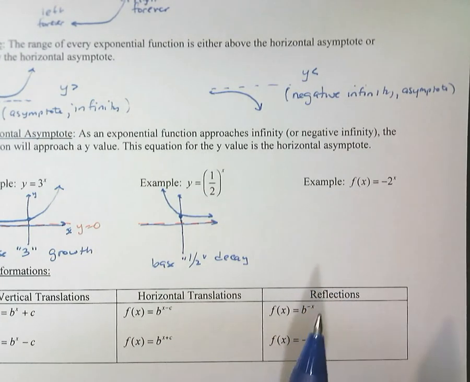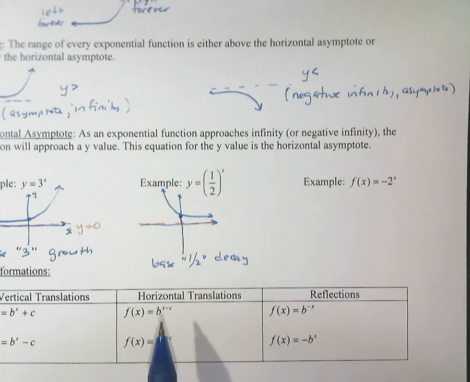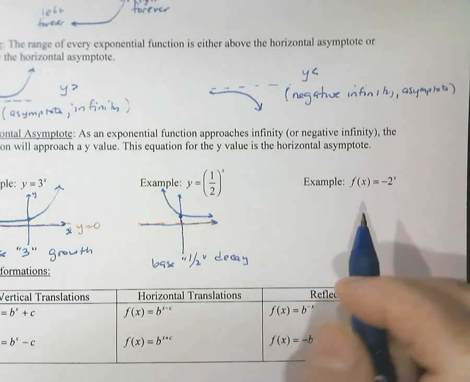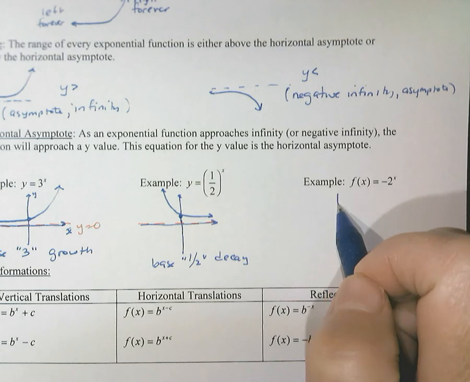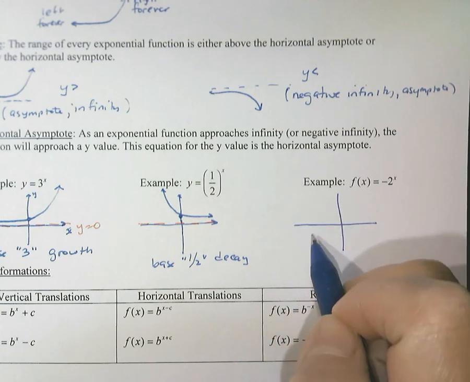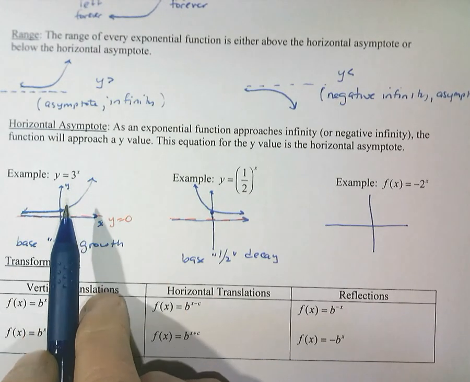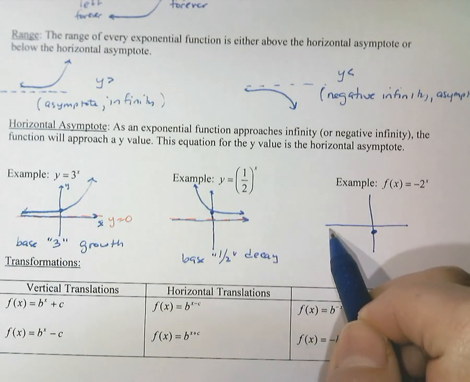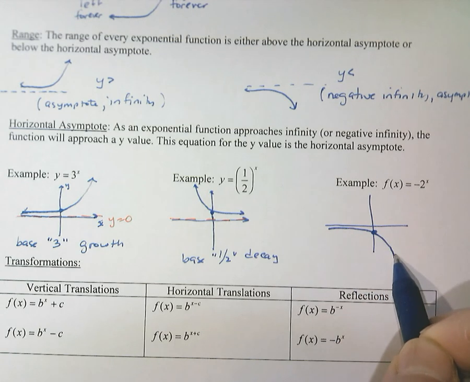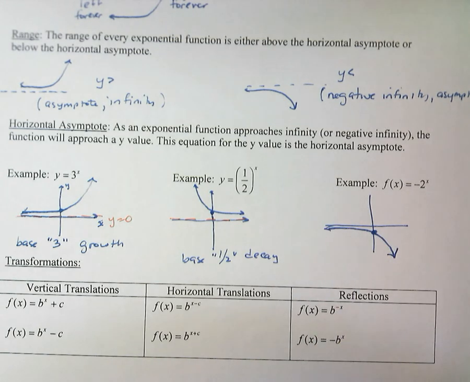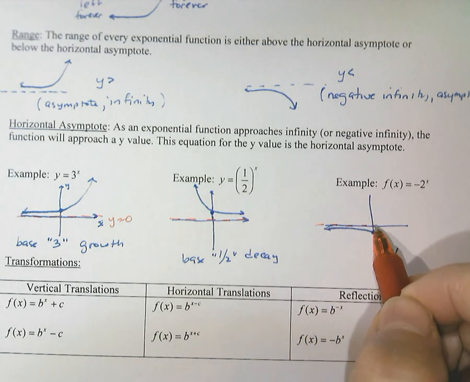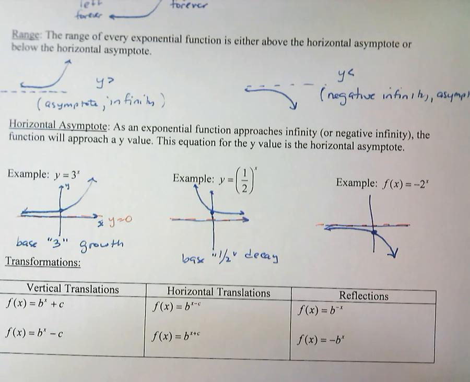I could have one that looks like this with a negative in front, and we're going to talk about transformations in a minute, but this is going to be an x-axis reflection. So if I took this base of 3 and reflected that over the x-axis, it's going to be down here. Where we get the values is going to show up in a little bit. They're a little bit different. So I still have my horizontal asymptote at y equals 0. And it's just a reflection over the x-axis.